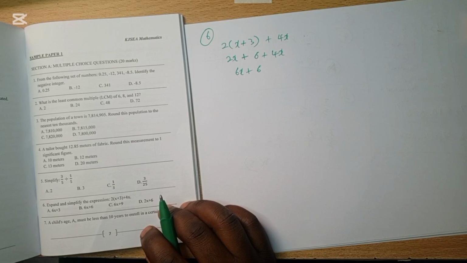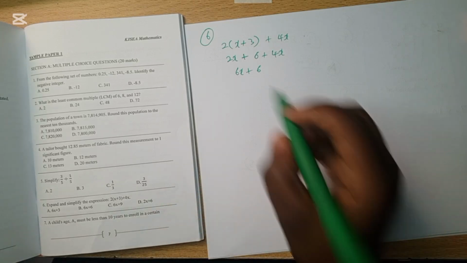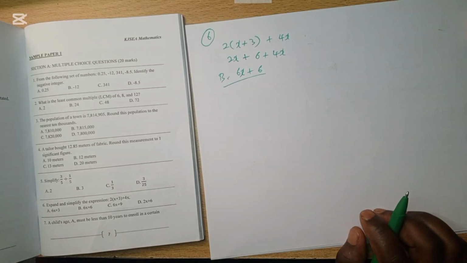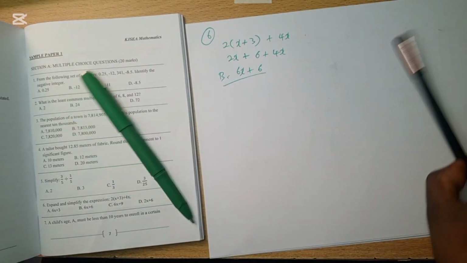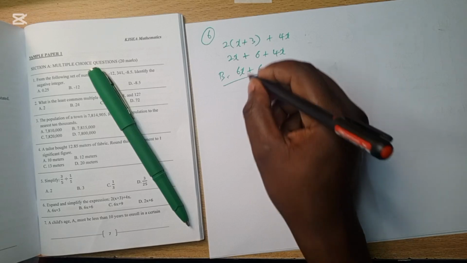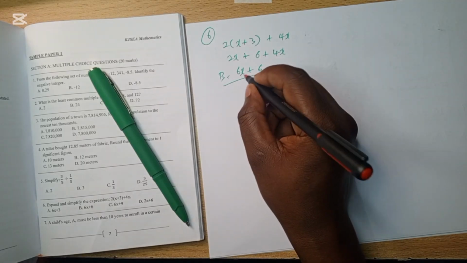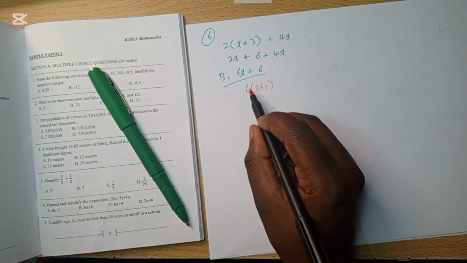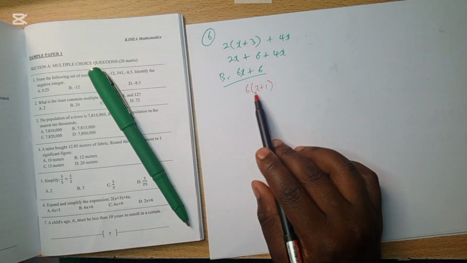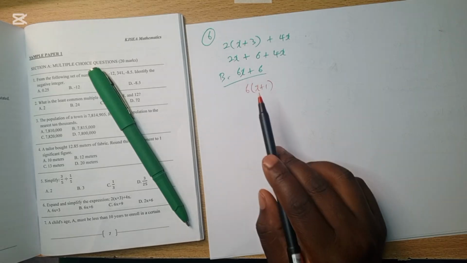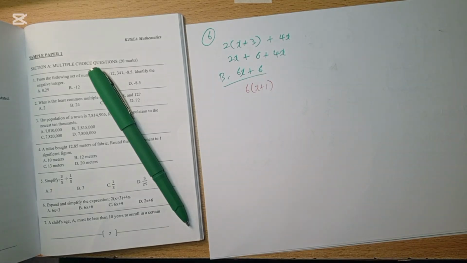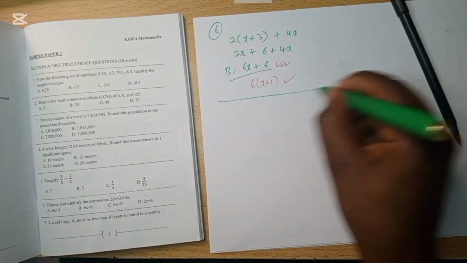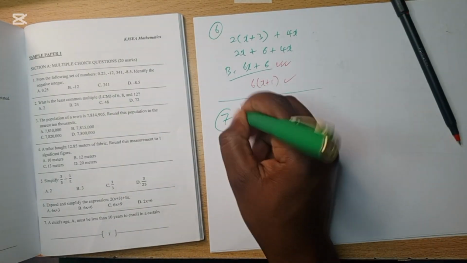So your answer again there is B, which is 6x plus 6. If you are asked to factorize again after this expansion, you would take the common number, which is 6, and you'll have 6(x plus 1). You factorize 6: 6 times x is 6x, 6 times 1 is 6. So your answer here was 6x plus 6. Question 7.